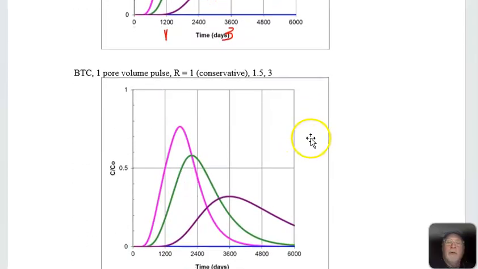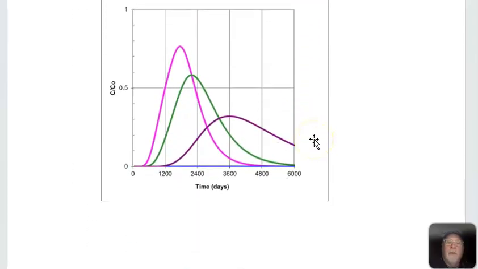For a pulse source or a slug source, the purple one again is a retardation factor of 1, which is conservative. It's not retarded. This is R equals 1.5, and this is R equals 3. So it comes through later. It's also spread out more because it took more time to get there. This is 1,200 days. This one comes through at 1.5 times that, so 1,800 days. And this one is 3,600 days.